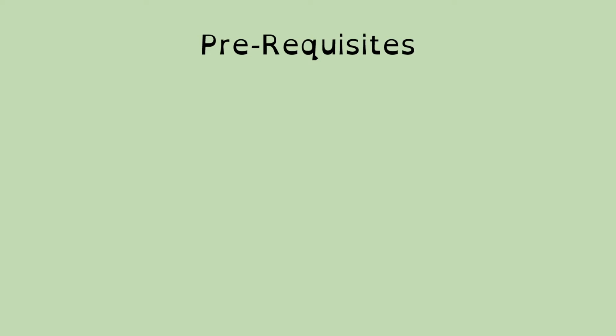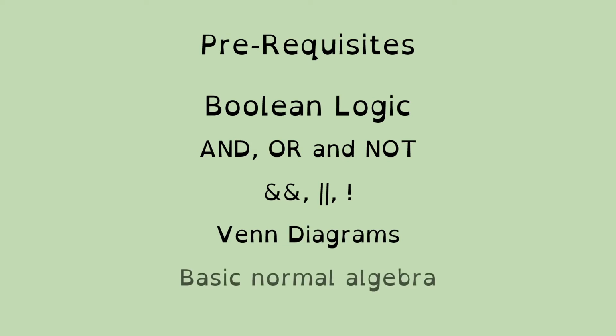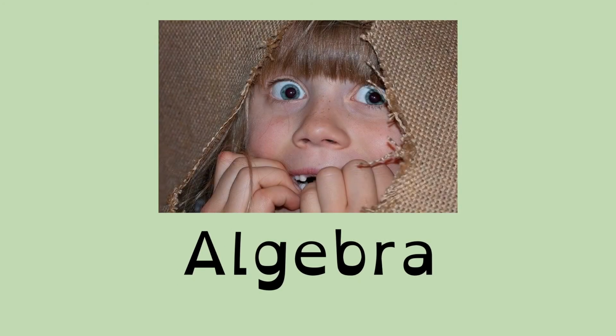So in order to understand this video, you need to have some prior understanding. It would be useful if you knew some basics of Boolean logic, the three operators and, or, and not. I'm going to use the terminology, the double ampersand for and, the double bar for or, and the exclamation mark for not. It'd be also helpful if you knew something about Venn diagrams. There's going to be extensive use of Venn diagrams in this video. And if you had some understanding of basic normal algebra, that would be useful. Yes, we're in algebra, don't be too scared.